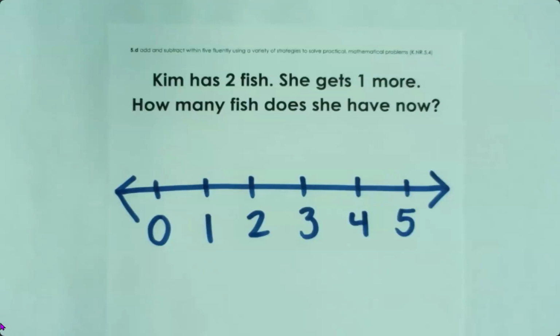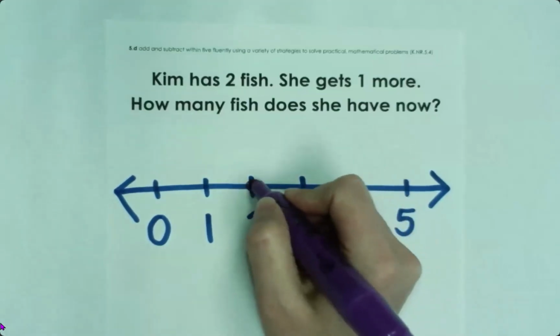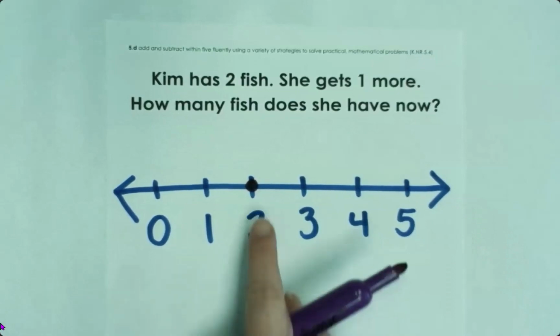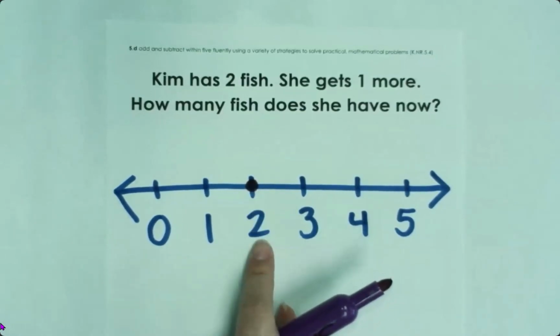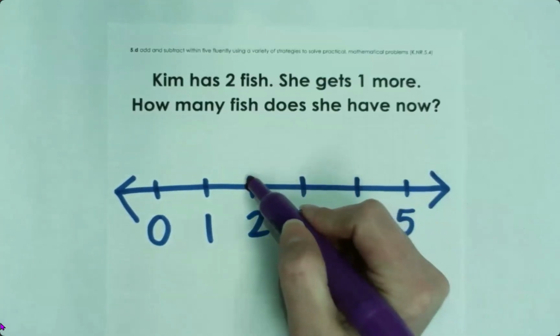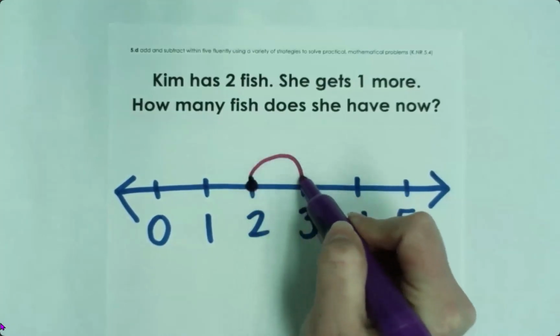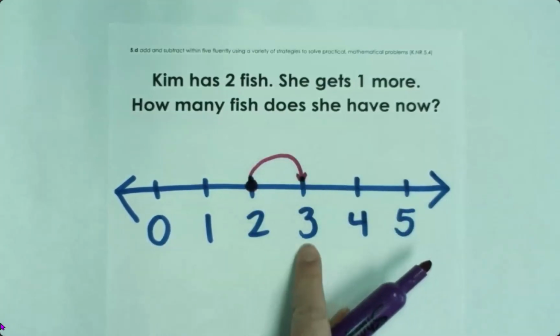So the strategy for using a number line is that we're going to start on the number line with what we have. So we know Kim has 2 fish. So I'm going to start by marking that spot on my number line. And then it says she gets 1 more, or she receives another one. So she's getting another fish. That tells me that she's adding. She's not giving any away. She's not eating any. She's getting another one, and she's getting 1 more. So I will model for students how I can make a jump of 1, and that lands at 3.